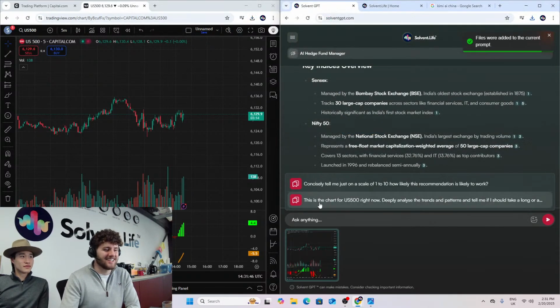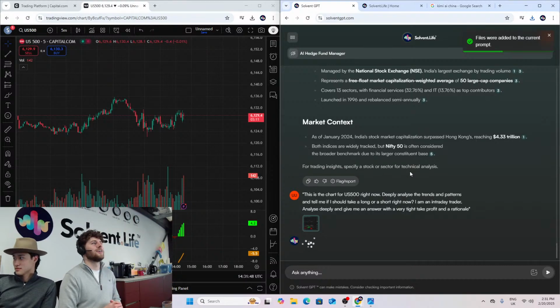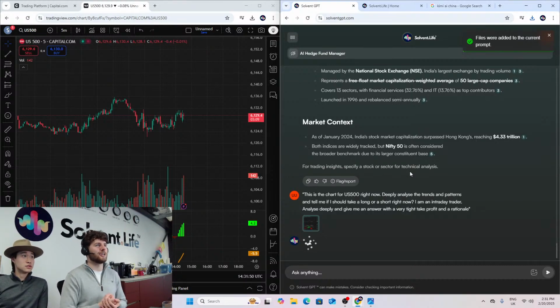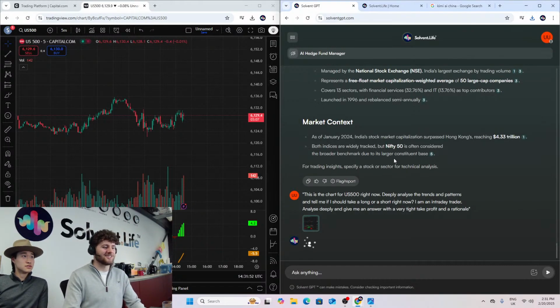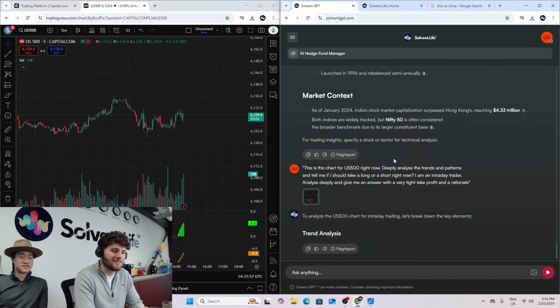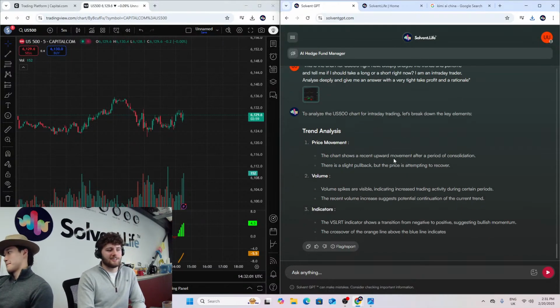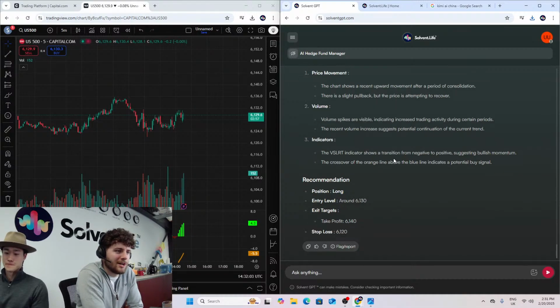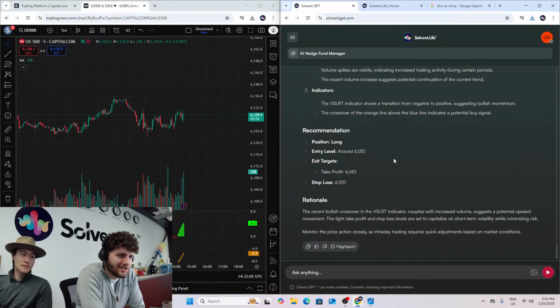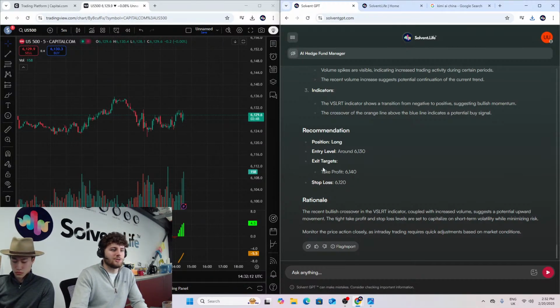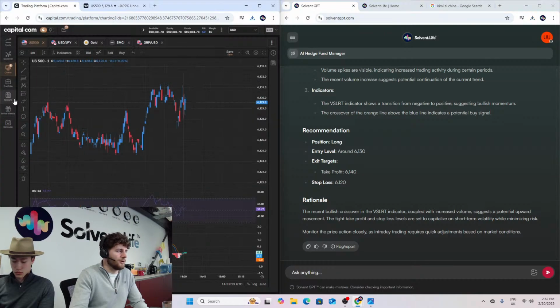Let's ask. This is the chart for the US 500 right now. Price movement, volume indicators. It's recommended we go long. Our exit target is 6140. Let's do it. Entry level around the current.